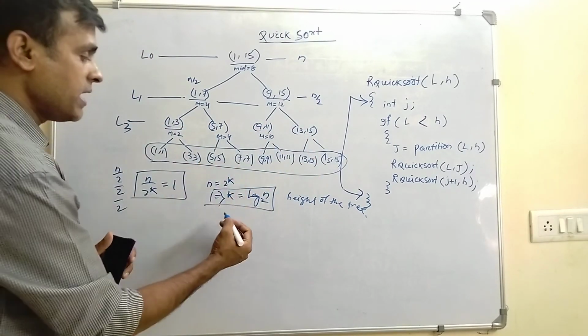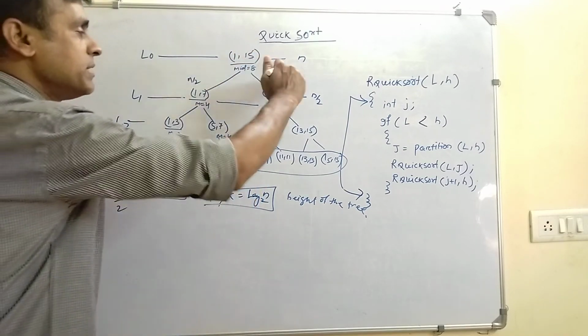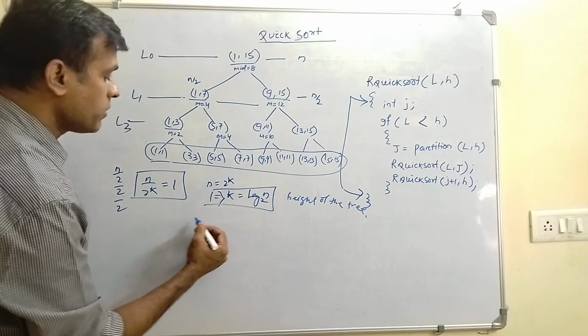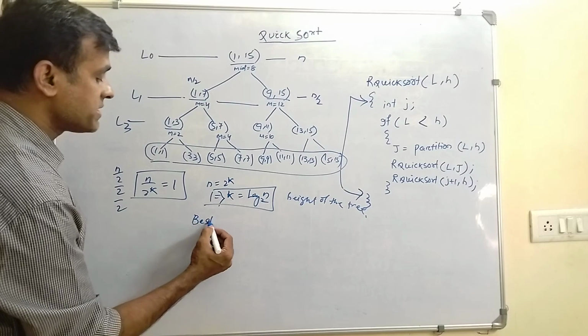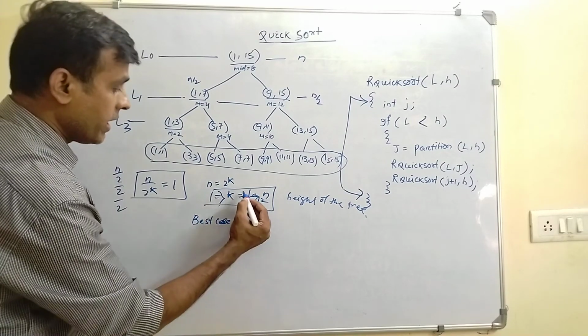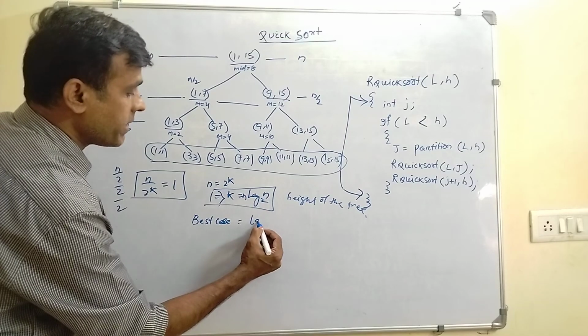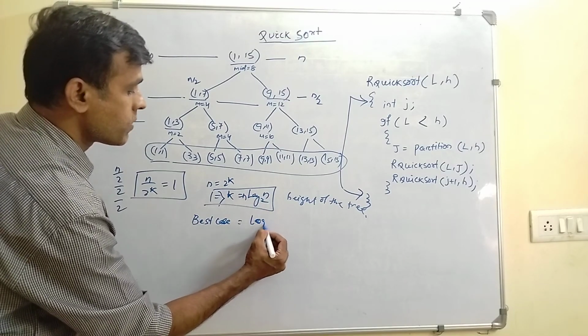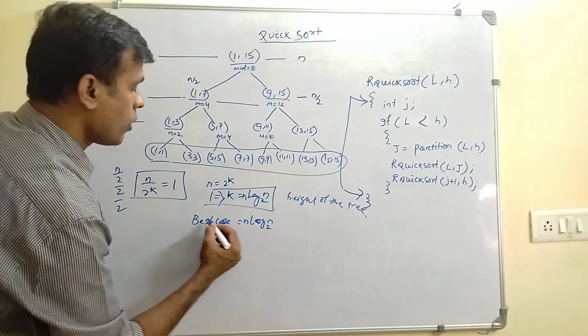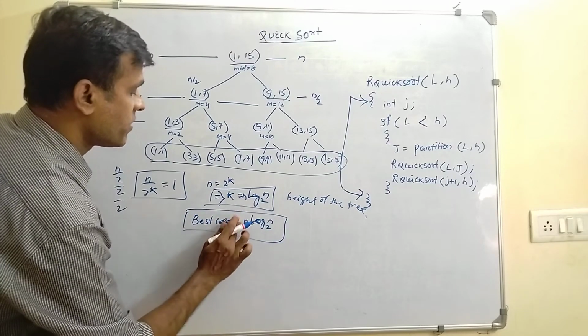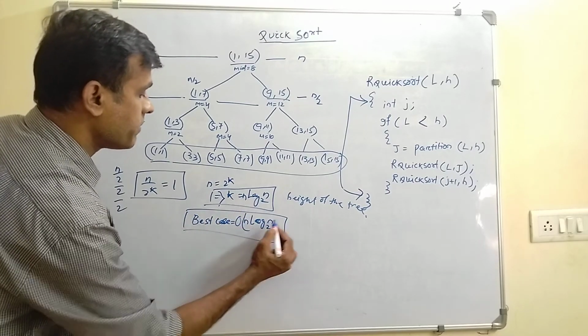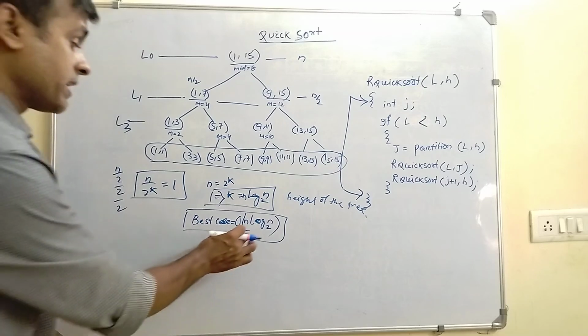Right, so in total, if you combine all levels for n elements, the time complexity in the best case is n log n base 2, order of n log n base 2. This is the best case time complexity.